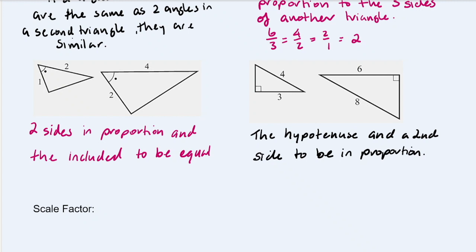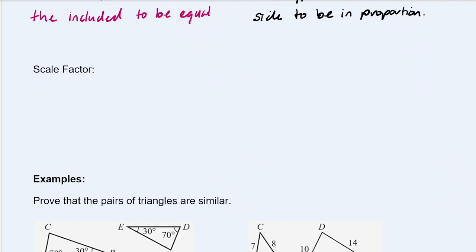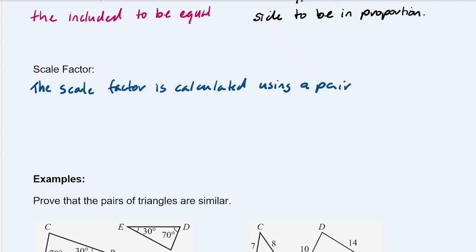Okay, now while we're doing this, as you can see up here, you might not be able to see that 2 anymore. Let's make that black. Okay, so that little 2 then becomes our scale factor. So scale factor is the next idea that we are looking at, and the scale factor is calculated using a pair of corresponding sides.